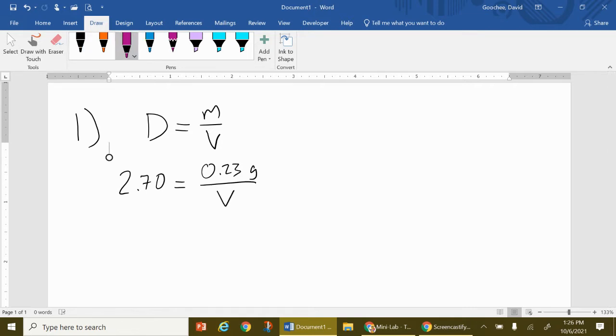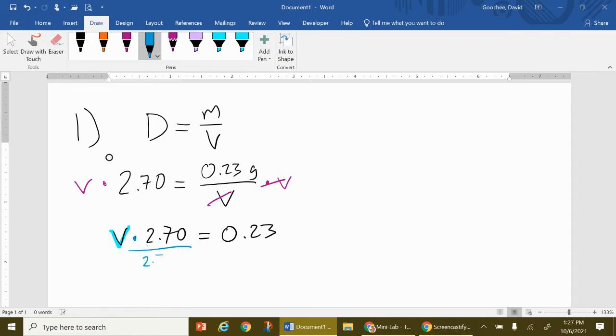So how do we solve for a variable on the bottom of a fraction? Well, we multiply both sides by that variable. It cancels out over here, and we have volume times 2.70 equals 0.23. Remember, we're trying to get the variable by itself. Here's the variable, and it's being multiplied by 2.70, so we will divide by 2.70. It cancels out over here, and we'll do that over there.